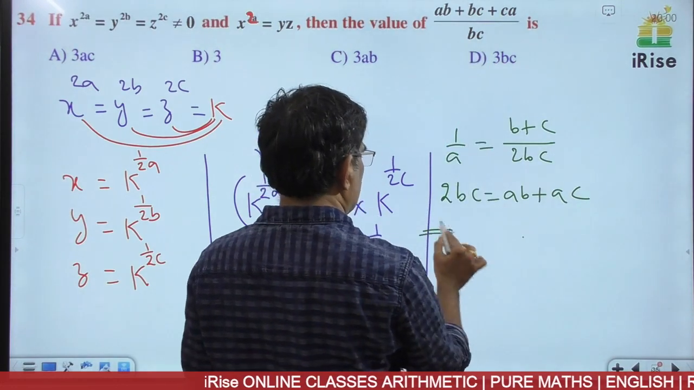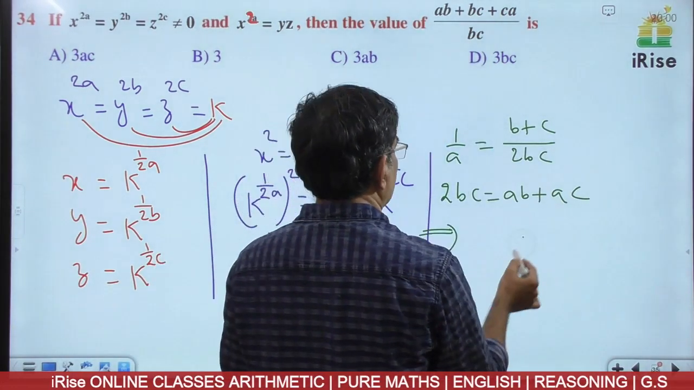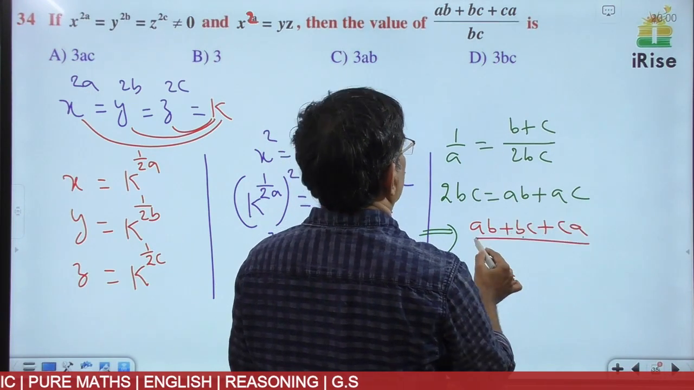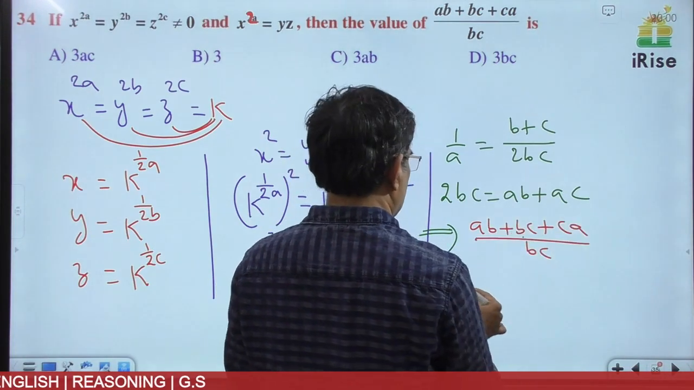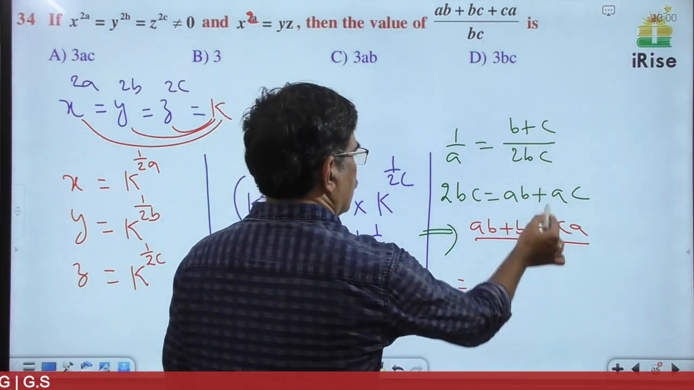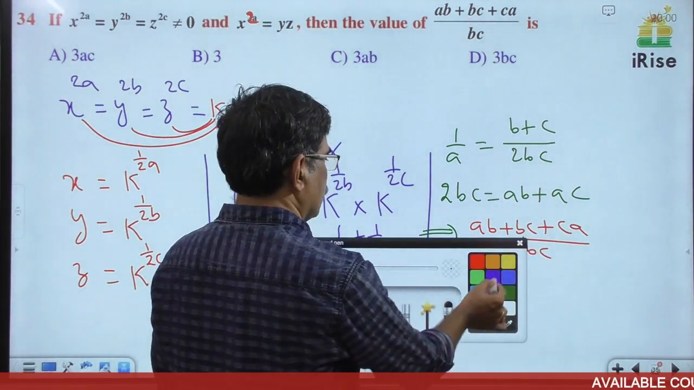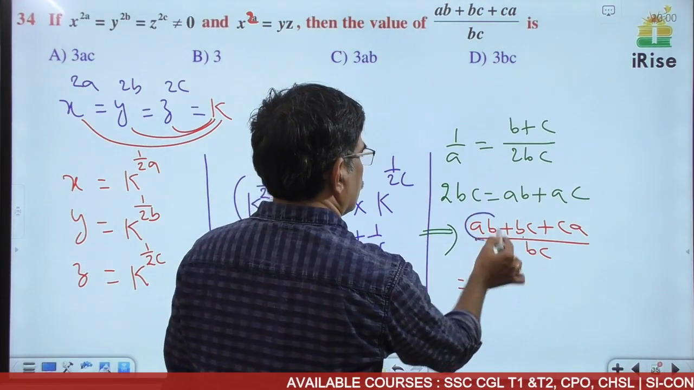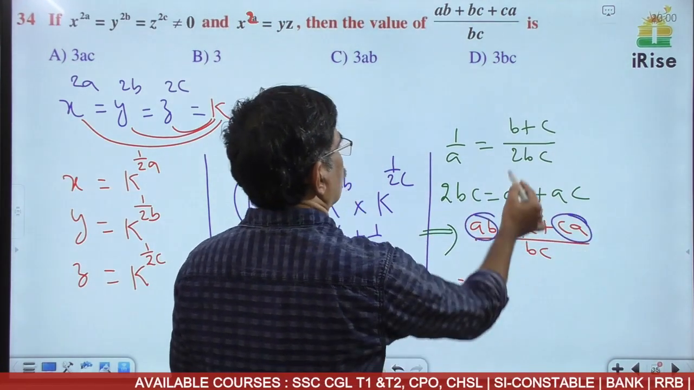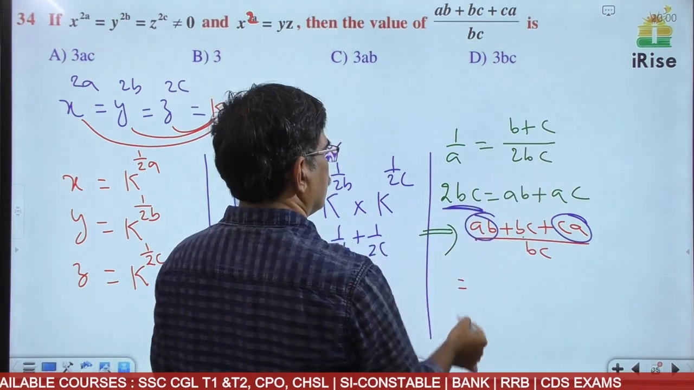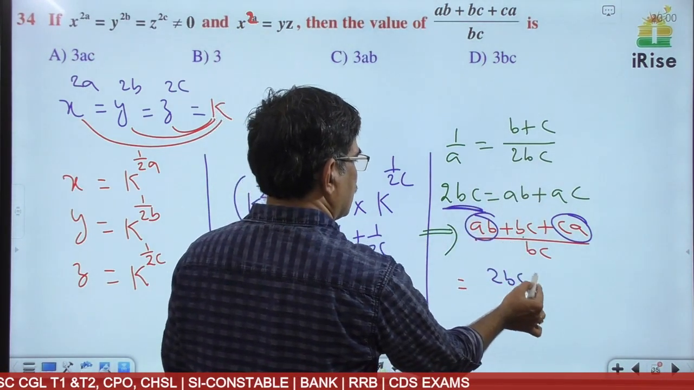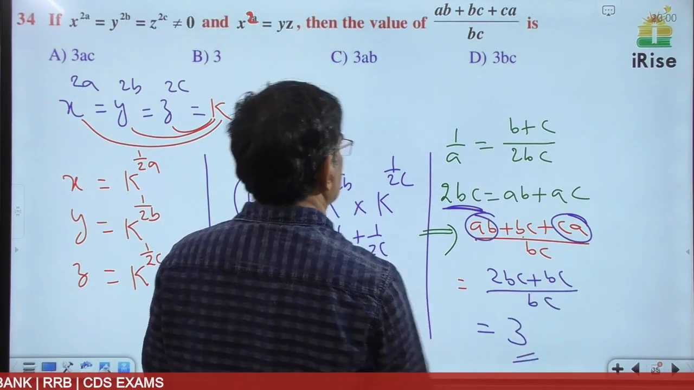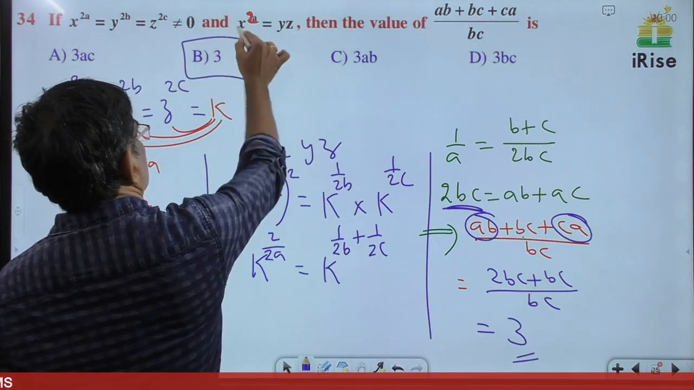The given question, I want to write the question once again. The question is ab plus bc plus ca by bc is equal to how much? This is the question. Here ab plus ac, this value plus this value is equal to 2bc. Okay, 2bc plus bc by bc. 3bc by bc is 3. So the answer is just a constant 3.